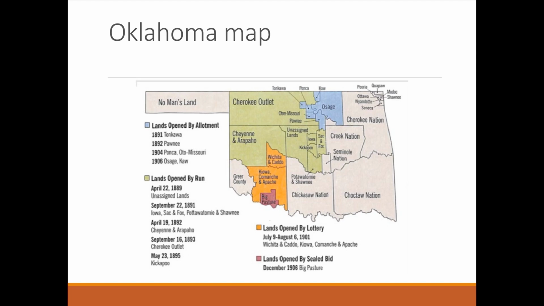So this is a map of Oklahoma, and it portrays what the territories were like in approximately the time of the Dawes Commission. The Dawes Commission was created in the late 1880s, because people wanted to move into Indian Territory that were not tribal members.